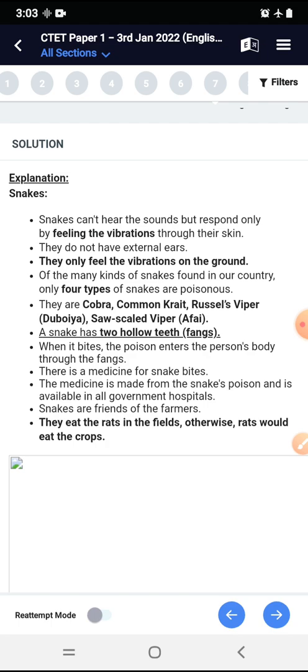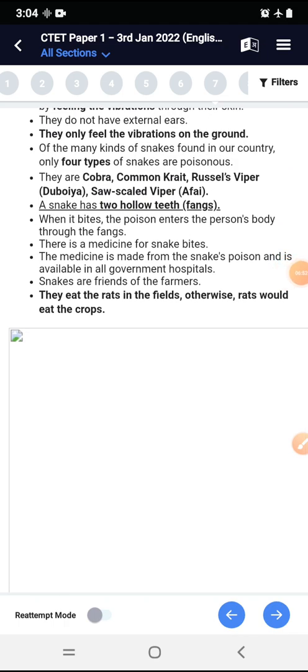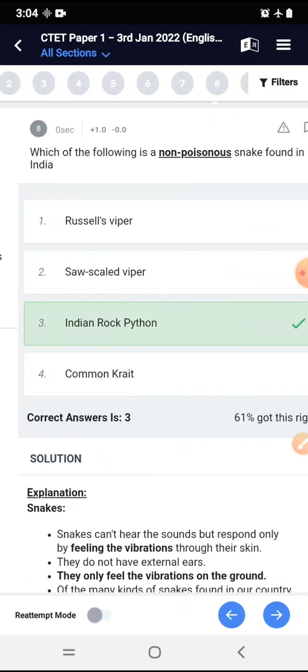Of the many kinds of snakes found in our country, only 4 types of snakes are poisonous. They are cobra, common krait, Russell's viper, and saw-scaled viper. A snake has 2 hollow teeth, called fangs. Hollow in the sense there is an empty place in between them, like bamboo sticks, a gap in between them.